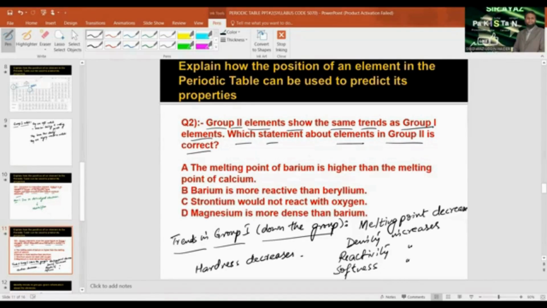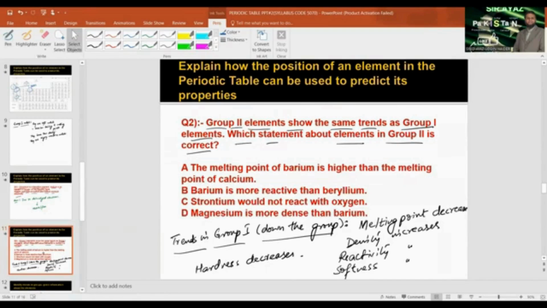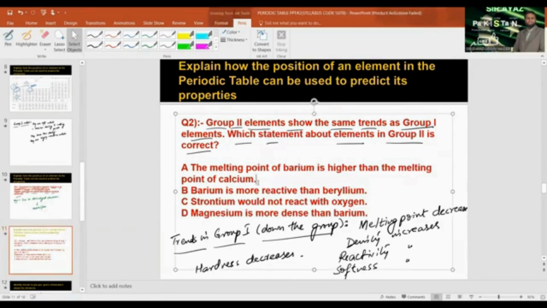The melting point of barium is higher than the melting point of calcium. Let's look at the position of barium and calcium. So here's the barium and here's the calcium. The melting point of barium should be lower than calcium. So this statement is wrong.